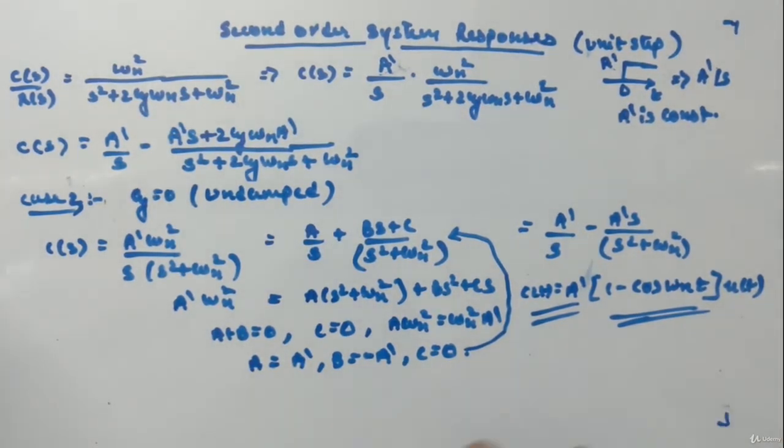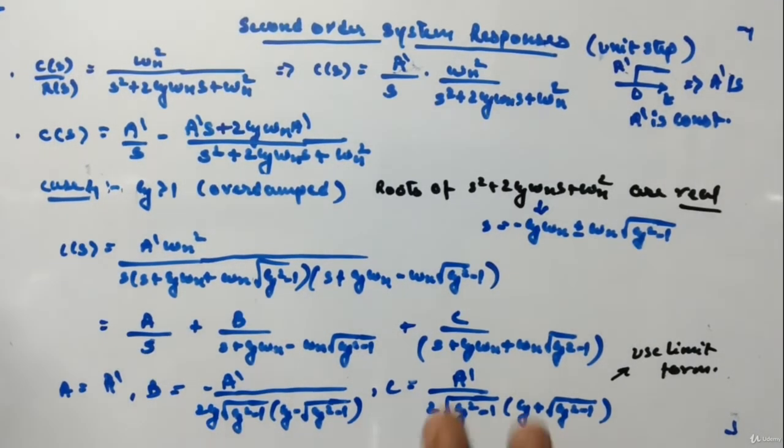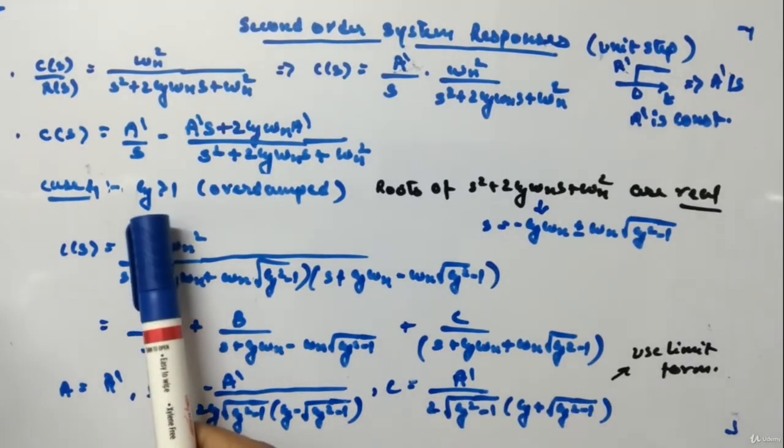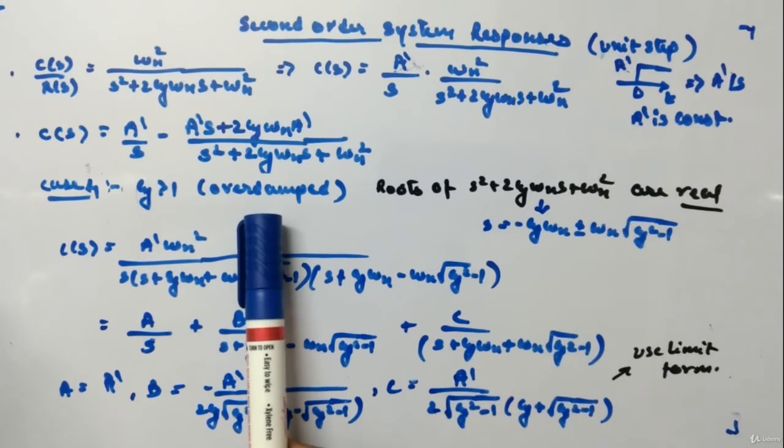So now we will move on to the final case. Okay, now we will look at the ugliest case, which is zeta greater than 1. That is called the overdamped case.